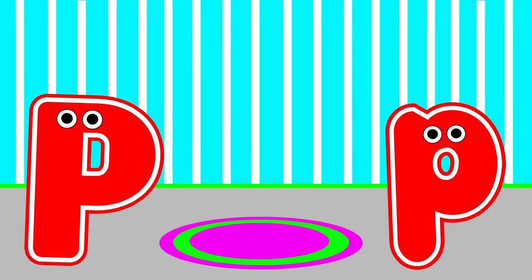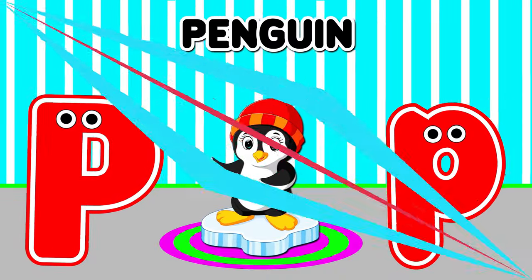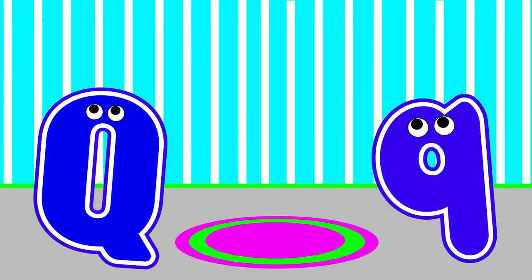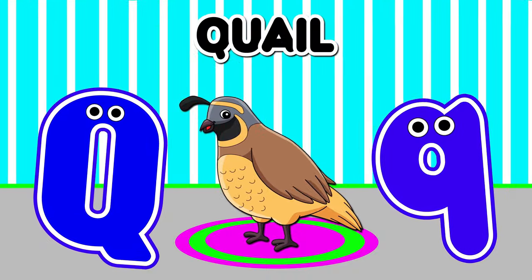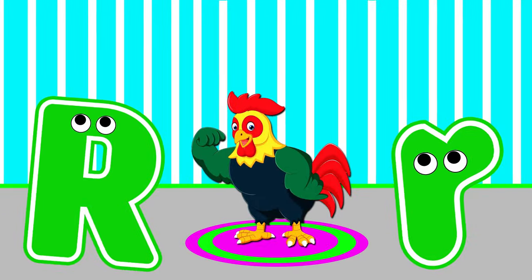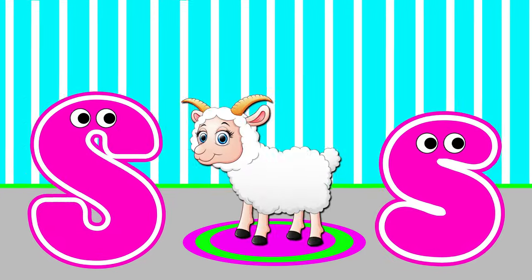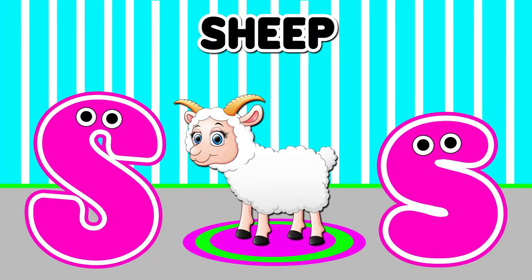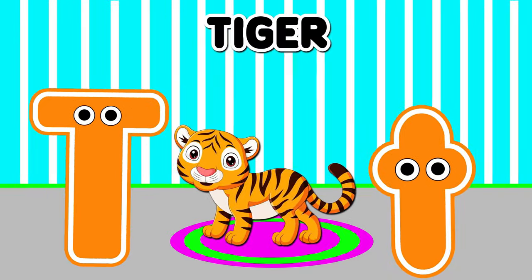P. P for penguin. Q. R for rooster. S for sheep. T for tiger.